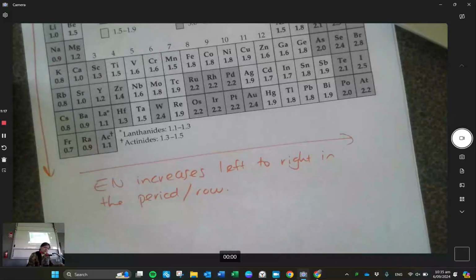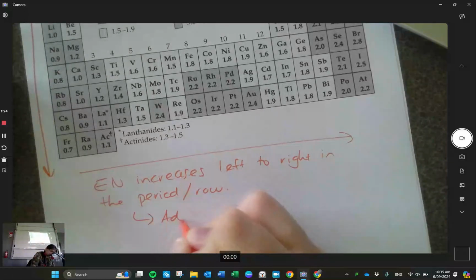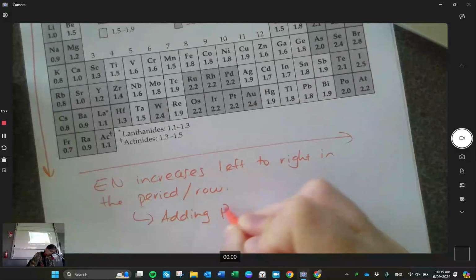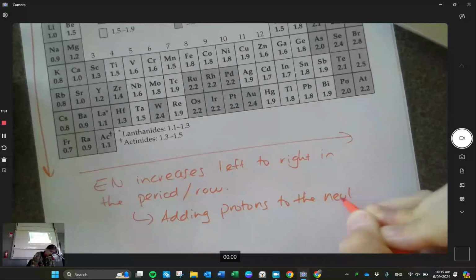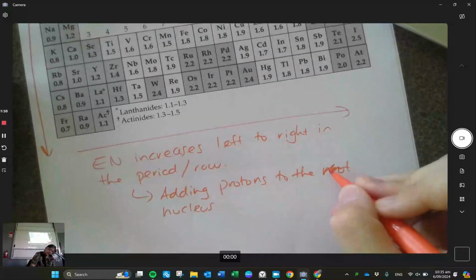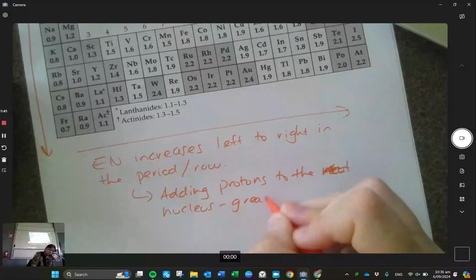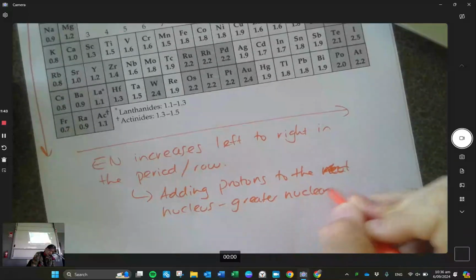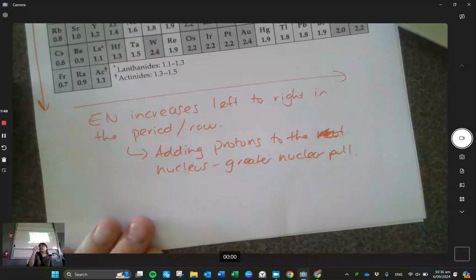So in this case, we're going from right to left, the period and the row. So you are adding protons. Spelling nucleus, right? Because my brain's fried. Adding protons to the nucleus. So you have greater nuclear pull. And so even though we're adding more electrons, the electrons are being added to the same shell, so we don't have a change in shielding.